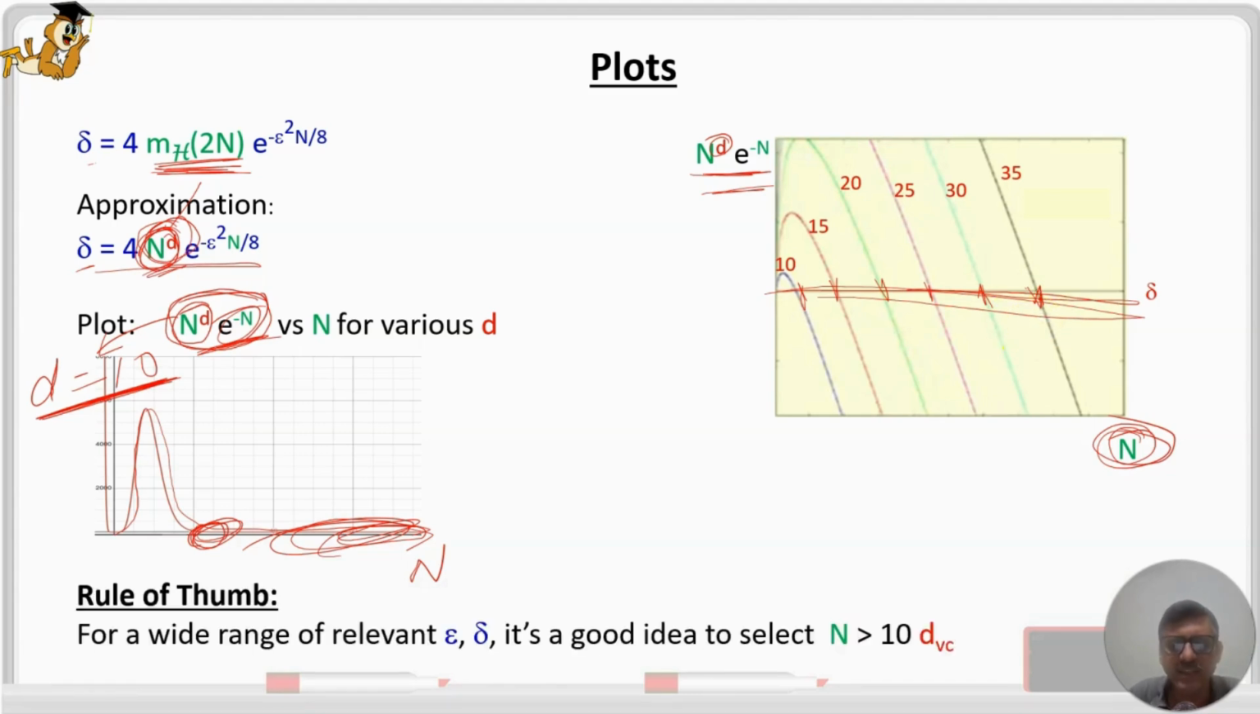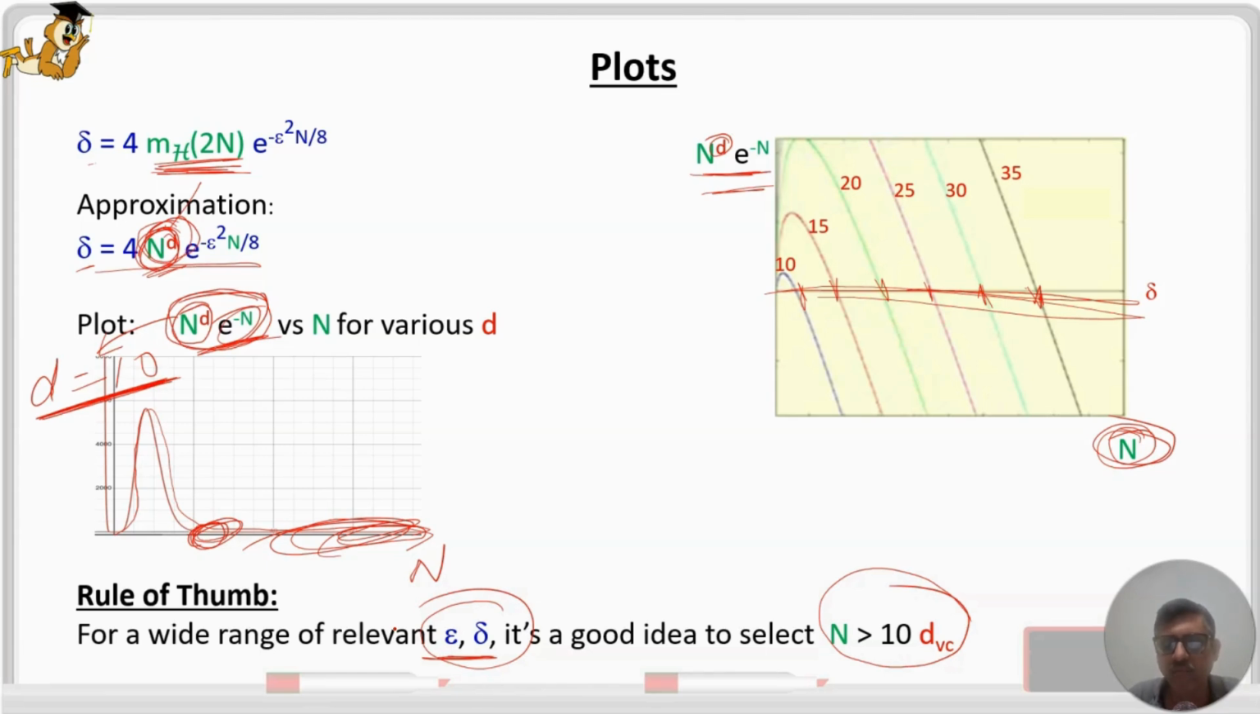And the rule of thumb says that for a wide range of relevant values of epsilon and delta, it's a good idea to select n higher than 10 times the VC dimension. This is a very important rule of thumb. By relevant values of epsilon and delta, I mean quantities that are small enough and typically used in practice. The number of training samples that you pick at random should be higher than 10 times the VC dimension of your hypothesis set.